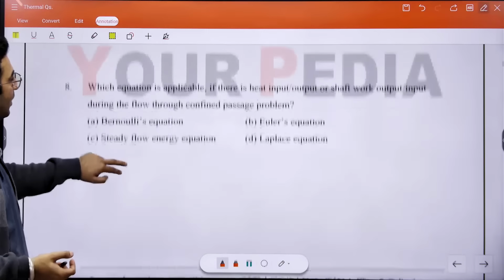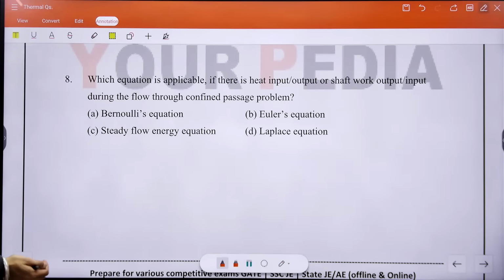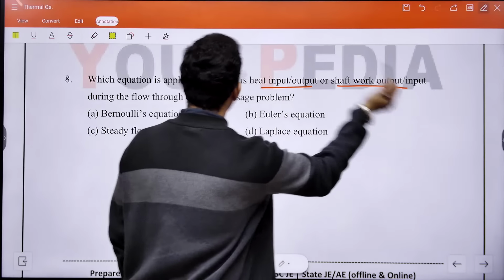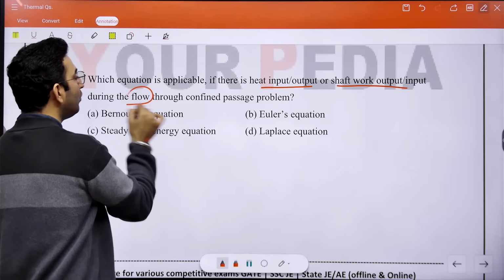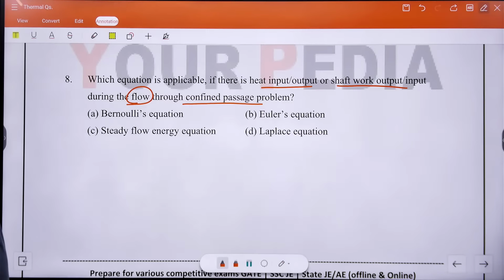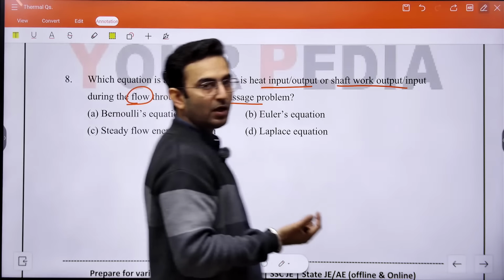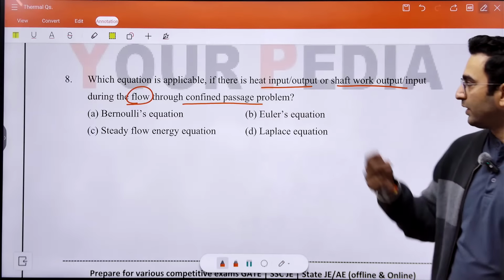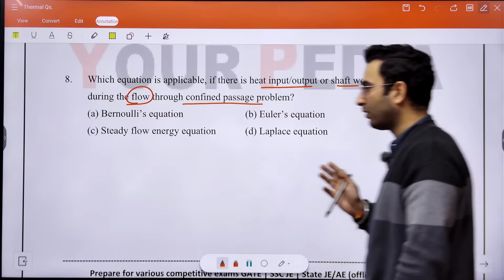Next, which equation is applicable if there is heat input or output, or shaft work output or input, during the flow through a confined passage? So we have a problem of a confined passage in which the fluid is flowing. Along with that, some work is being done, and some heat is being transferred here.